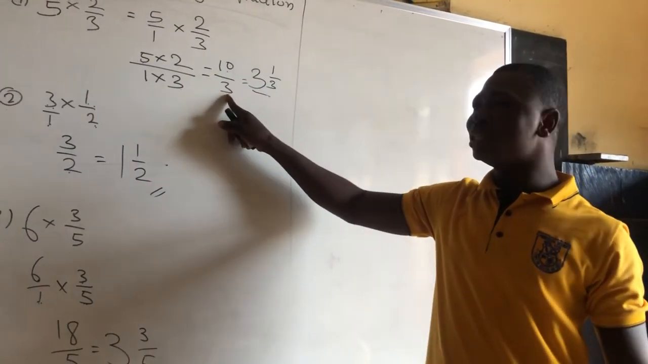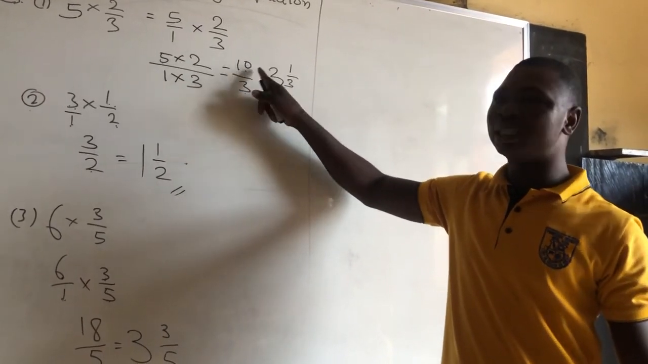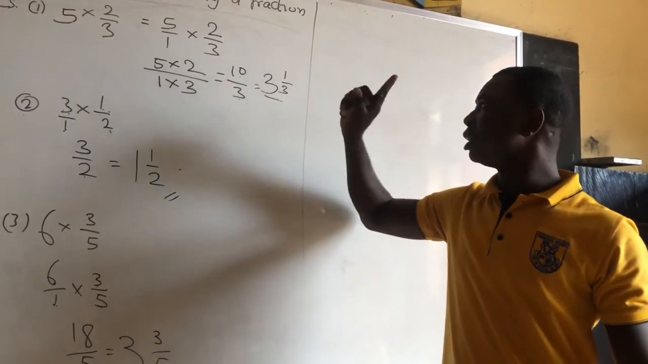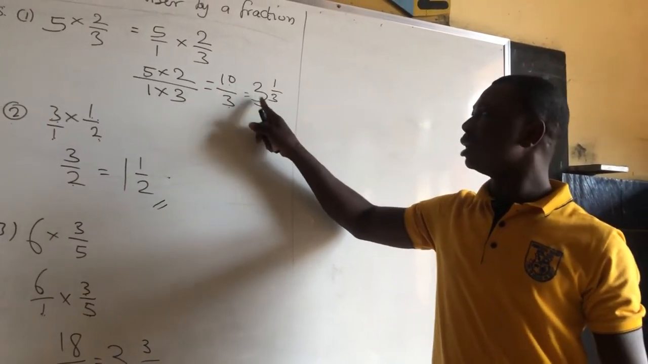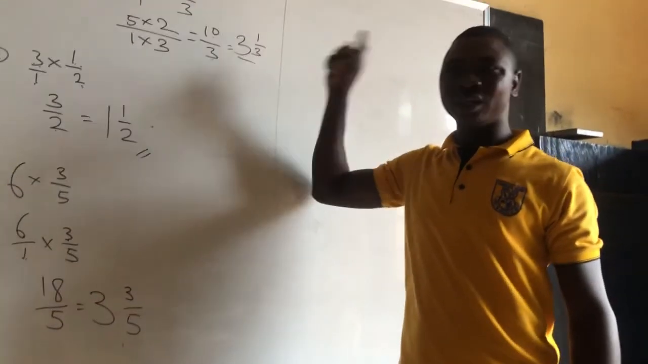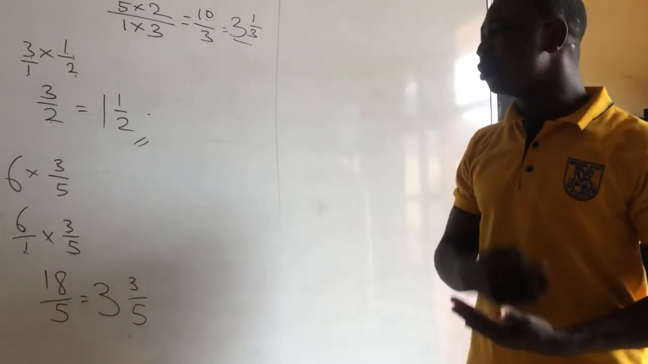By using the denominator, which is smaller than the numerator, to divide the numerator. So 3 will go into 10 how many times? 3 times, that is 3 whole number. Then what is the remainder? The remainder is 1, 1 out of 3. So try it yourself and do more examples on it.